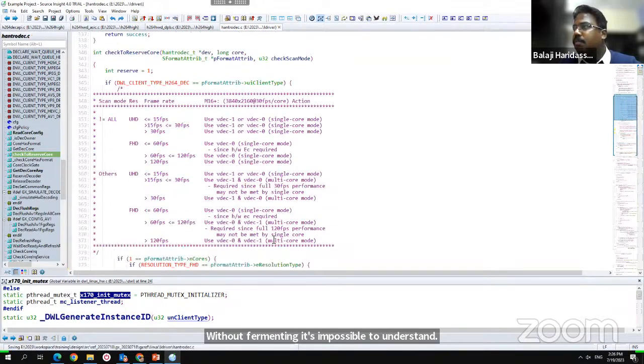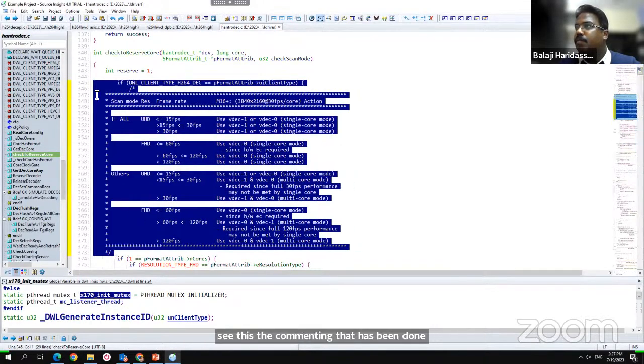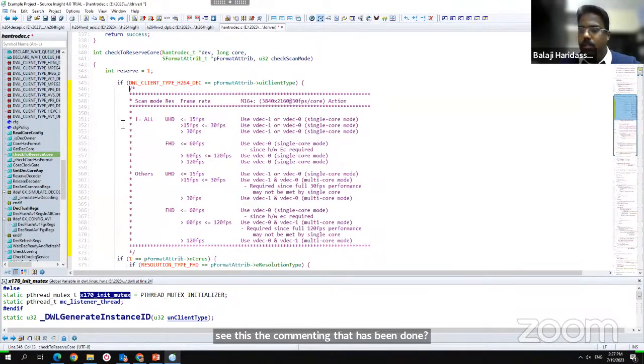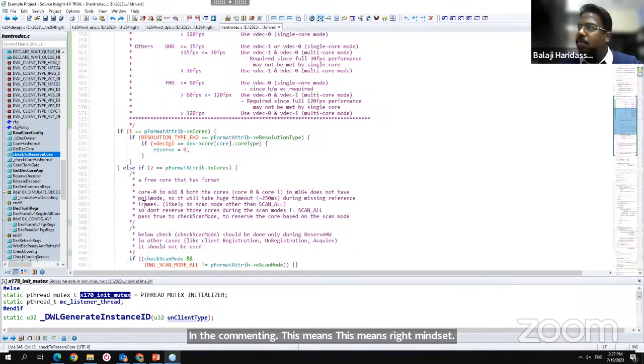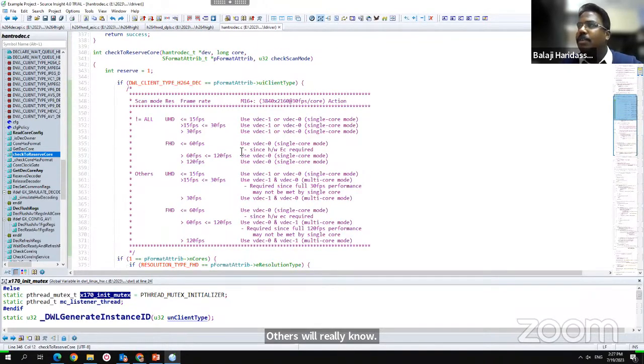Can you see this? The commenting that has been done. Complete clarity. This is why we are doing it. That is an explanation. They have created a simple table itself in the comment. This means care. This means right mindset. And this person, anytime if he comes and sees this code, will understand. Others will really thank him because he has really taken the effort to make certain things understandable.